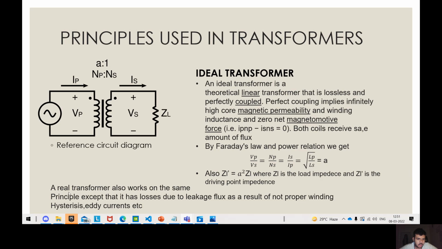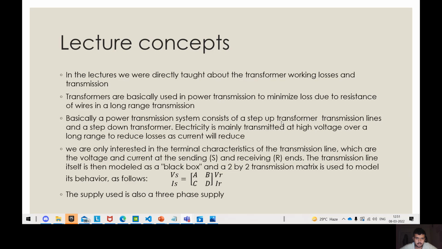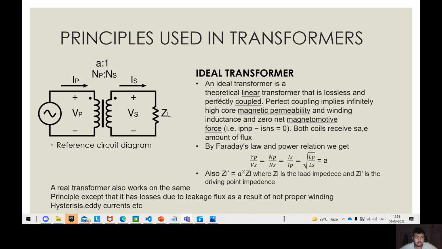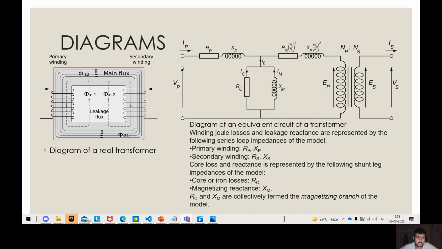A real transformer also works on the same principle, except that losses due to leakage flux as a result of improper winding, hysteresis, eddy currents, etc. exist. Now, what we have learned: lecture concepts.